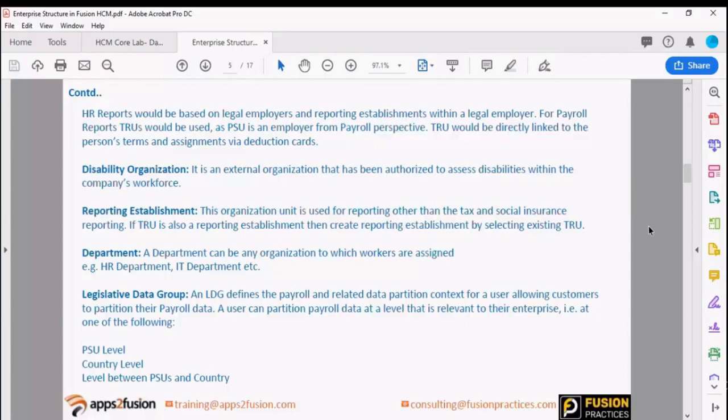Now, after that, we have a department, which is pretty much clear. A company can have an HR department, a company can have an IT department. And after that, the final one is the legislative data group. So legislative data group will always be created depending upon your countries.